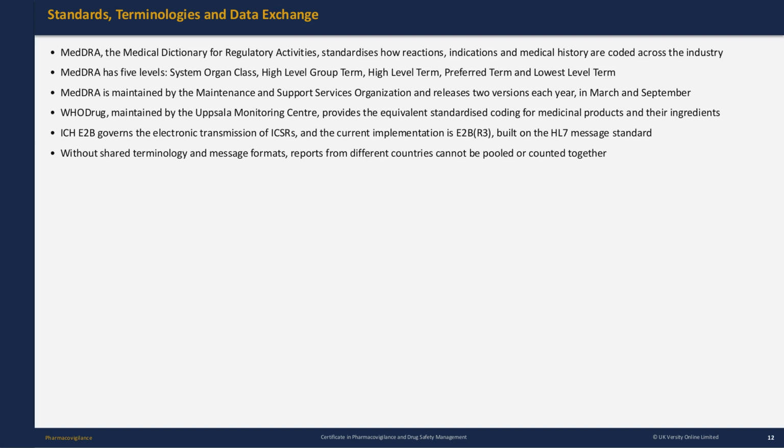Standards, terminologies, and data exchange. MedDRA, the Medical Dictionary for Regulatory Activities, standardizes how reactions, indications, and medical history are coded across the industry. MedDRA has 5 levels: system organ class, high-level group term, high-level term, preferred term, and lowest level term. MedDRA is maintained by the Maintenance and Support Services Organization and releases 2 versions each year, in March and September.